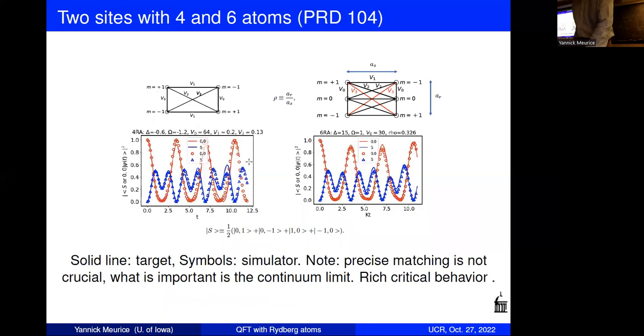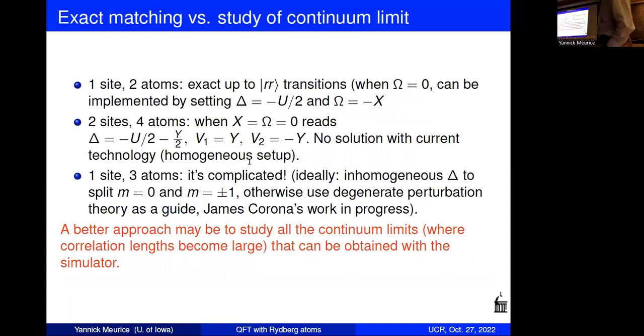And then I also did the 2 sites with the 2 atoms and 2 sites with 3 atoms. And so you can compare the simulator. The simulator means a classical calculation of the simulator. And the continuous line is the target model. So the agreement is not perfect, but it's not too bad.